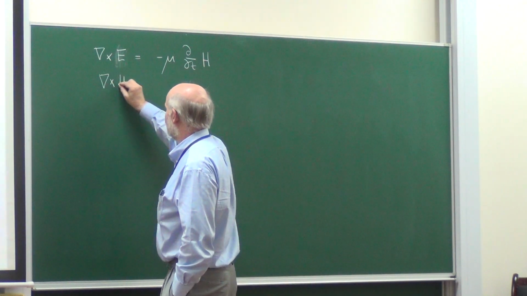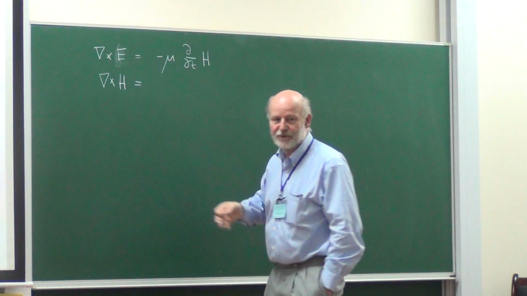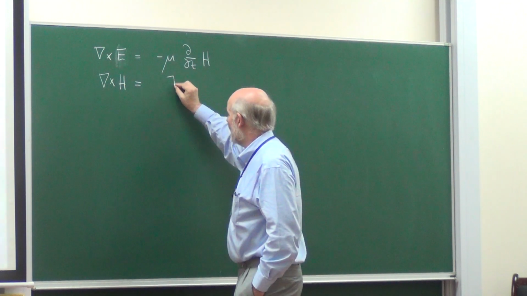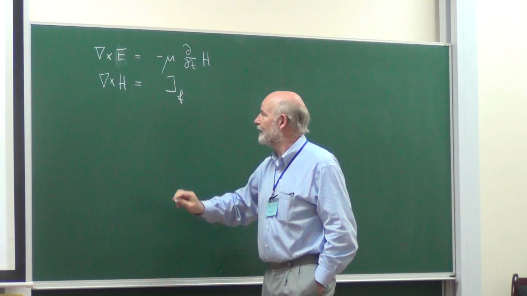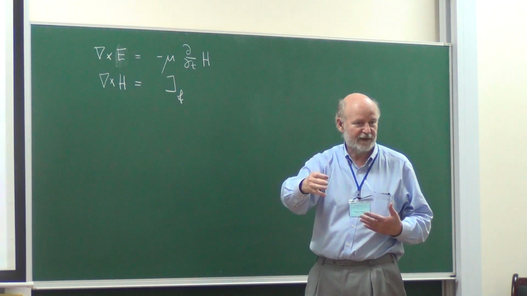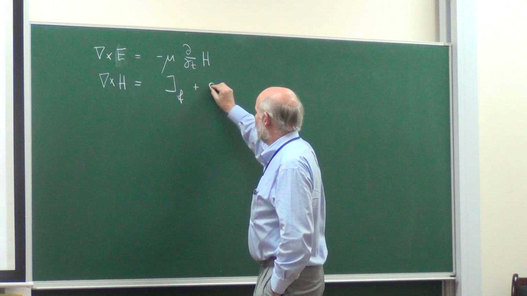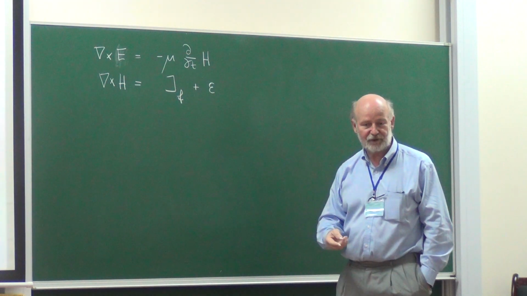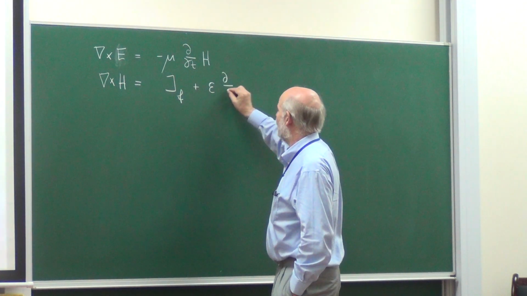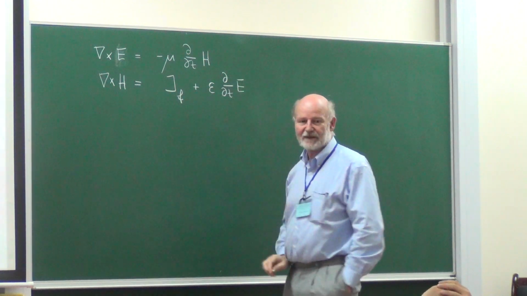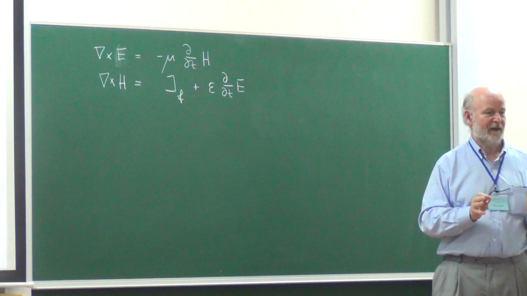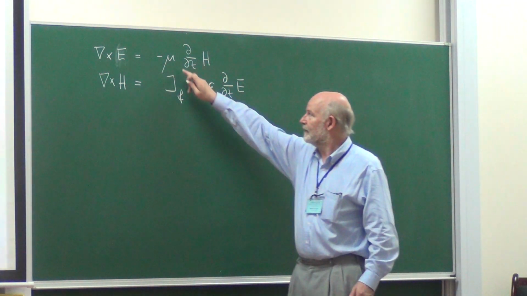The other one says that the curl of H is equal to, and now you can have something that conducts currents or doesn't conduct current. Let's say you have something that conducts currents, then you have a free current. Free current means electrons move around, there are charges moving. And then you have a permittivity, which is an electric property, and it says something about the electric properties of the materials. And then you have the time derivative of E. So this is a classical vectorial way of writing the linear Maxwell's equations.